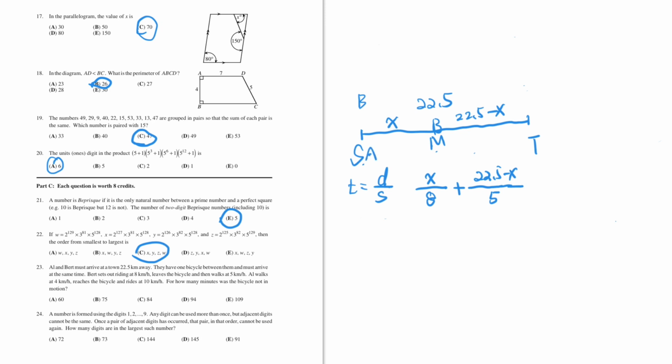Elle, first, because Bert started riding, so Elle can just walk. Her walking distance is x. x is the riding distance for Bert and the walking distance for Elle. So x over 4 kilometers per hour. That's the time Elle walks, plus the riding. After x kilometers, she arrives at M, picks up the bike, and now starts riding. The riding distance is 22.5 minus x over the speed of 10 kilometers per hour.